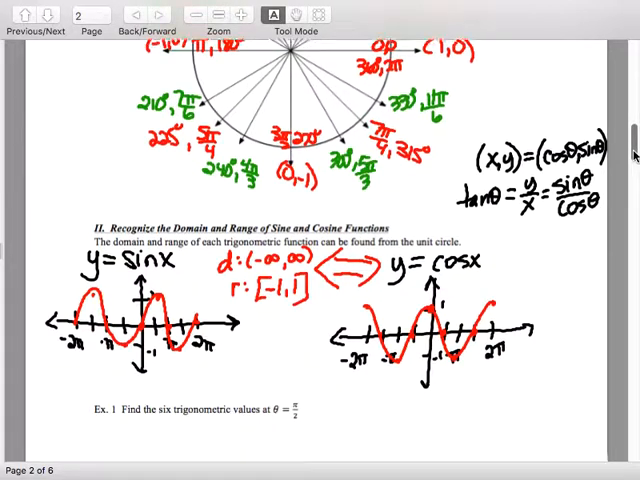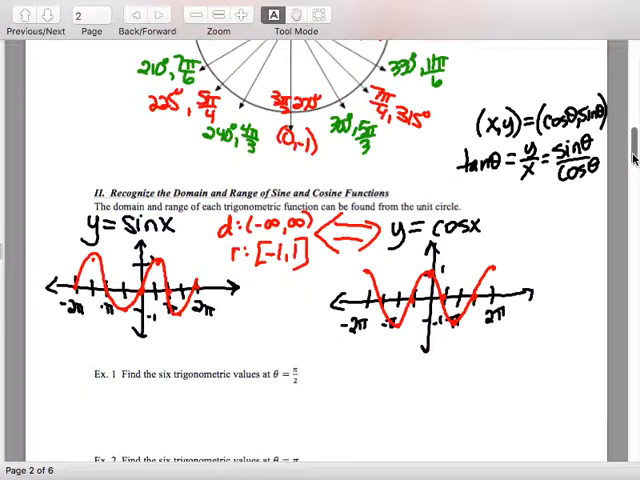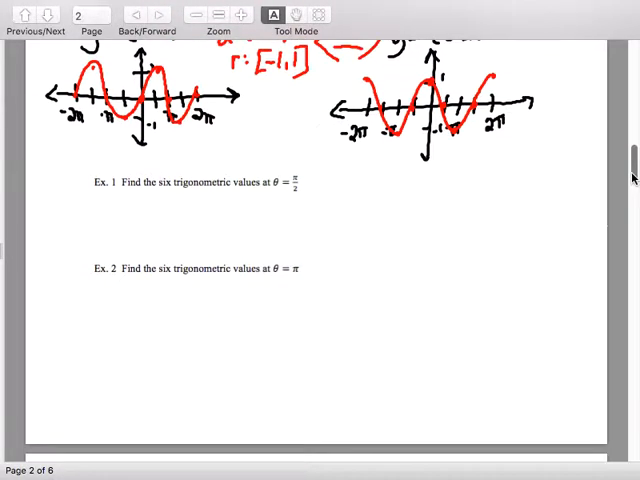All right, so in example 1, it says find the 6 trigonometric values of theta at pi over 2. So we're going to do the sine of pi over 2. I want you to look at the circle at the top of this page and go find pi over 2, which is 90 degrees. And what would be the sine value there?